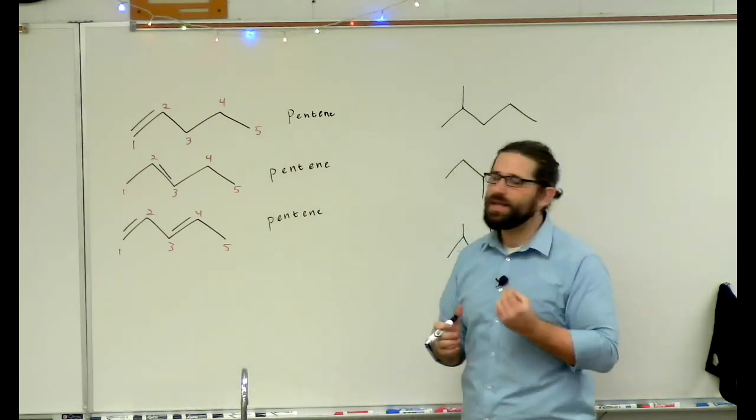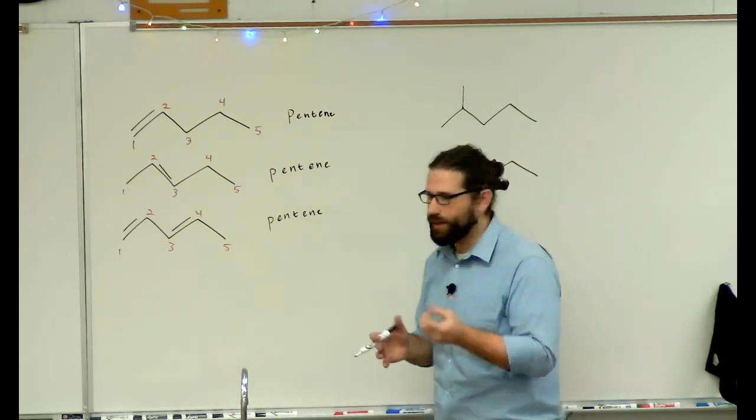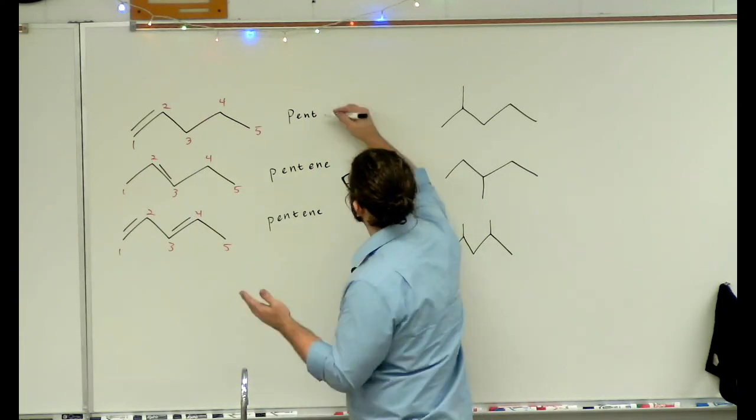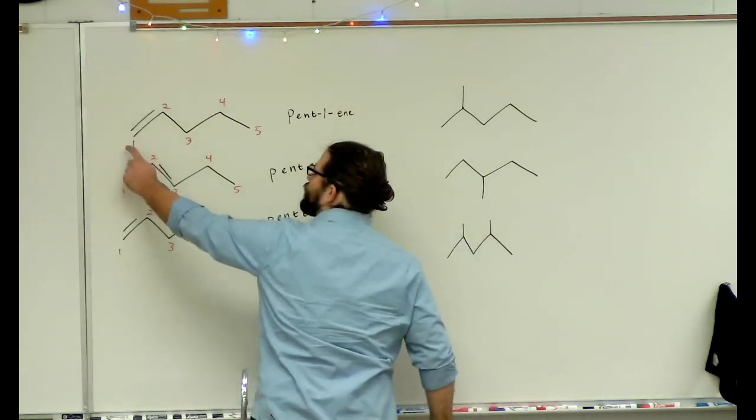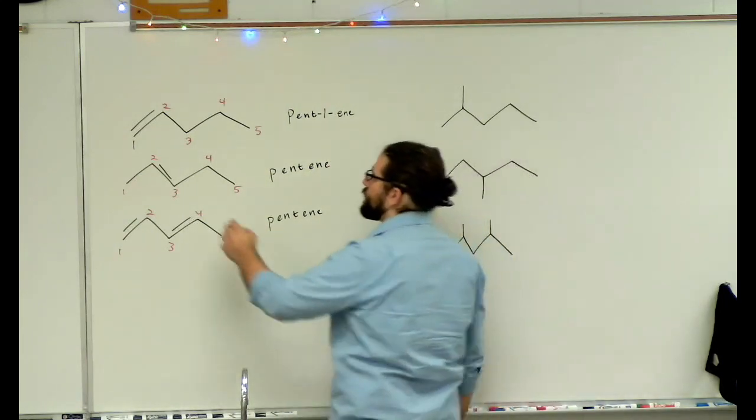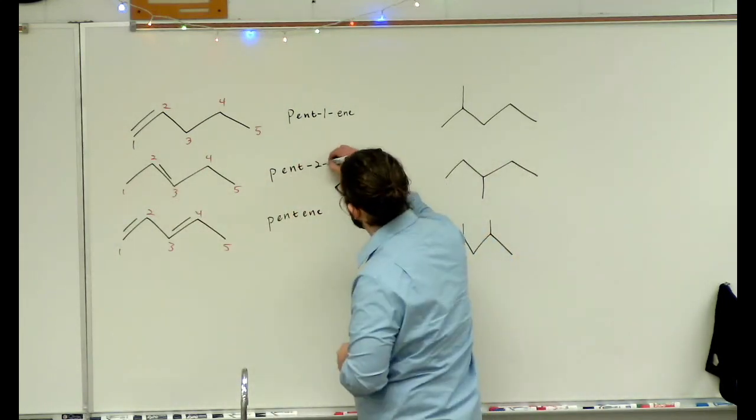And I'm going to insert that into the name. Now, this makes the name look a little less like a word and a little more like a mathematical formula, but it works wonders. So pent, and now I'm going to do a dash, a 1, a dash, ene. So this is pent-1-ene, because my double bond starts on my first carbon. Next one, my double bond starts on my second carbon, so I would actually write this as pent-2-ene.